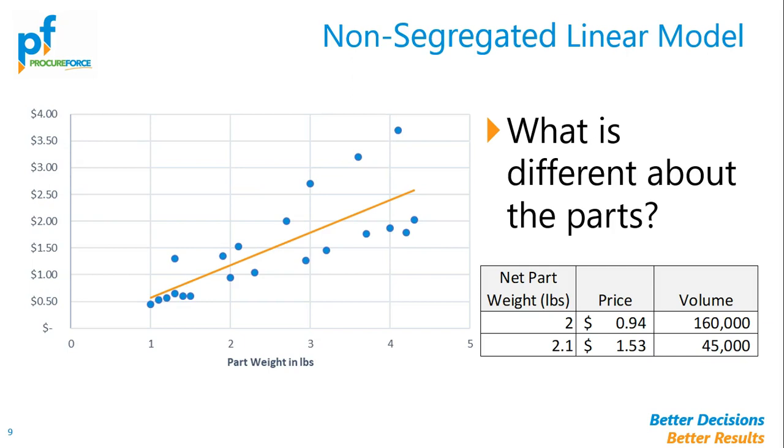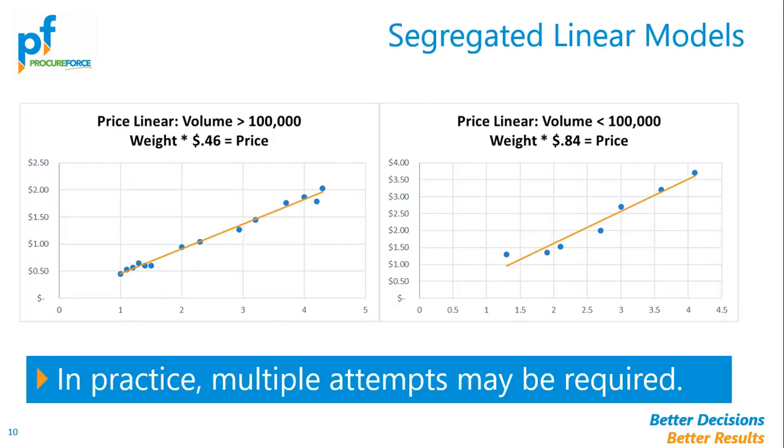So what happens if I segregate my information and create one chart for volume that's greater than 100,000 and one for volume that's less than 100,000? Here you can see we then end up with 2 fairly predictive models. You're paying a higher price for the lower volume parts, and a lower price for the high volume parts.